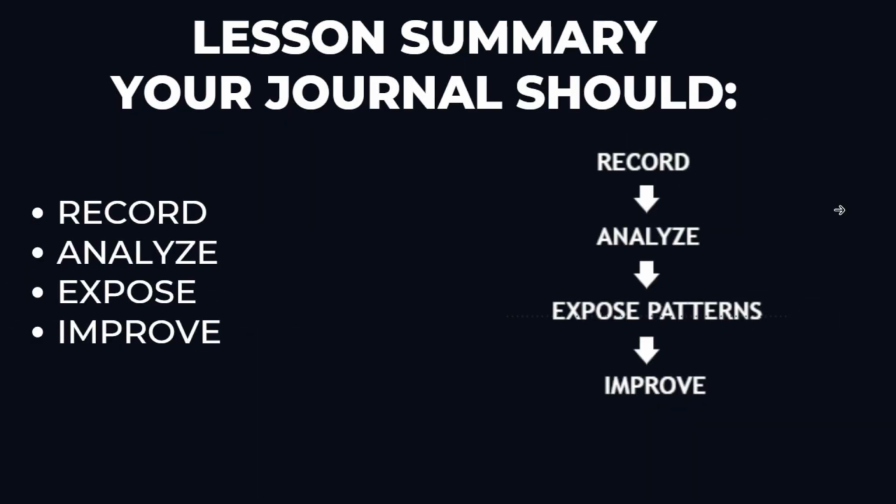All right, so guys, here we are on the lesson summary. As you can see, this is the end of it, gradually coming to the end. So the summary is that your journal should record, analyze, expose, and improve. So record, analyze, expose patterns, and improve. A powerful journal does four things. It records what happened, it analyzes the data, it exposes your patterns, and helps you to improve. That's the summary of what you see on the screen. If it doesn't help you make a better decision, simplify it.